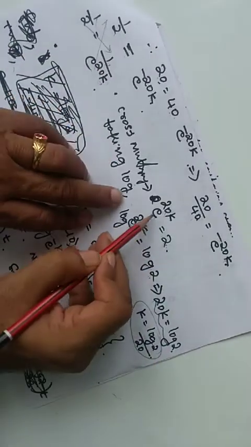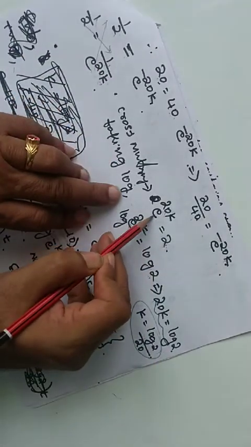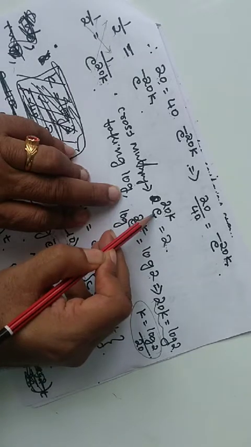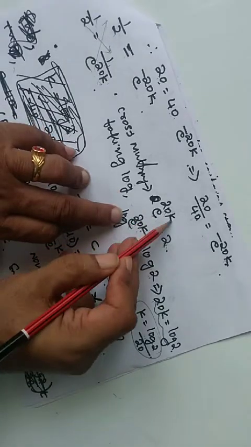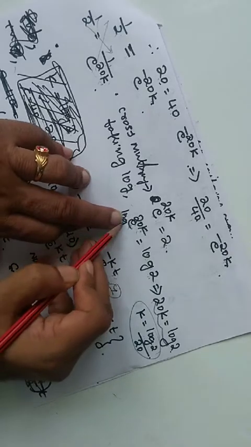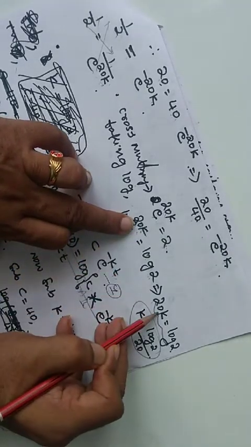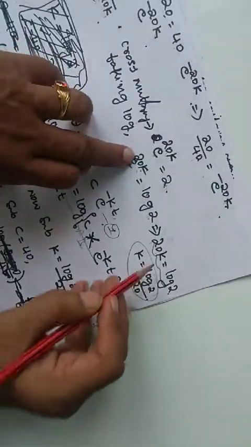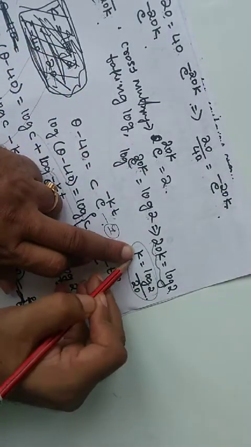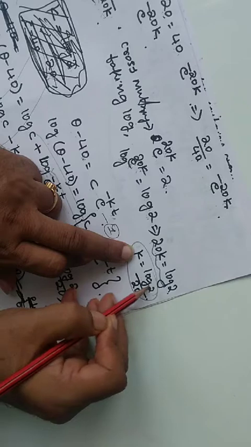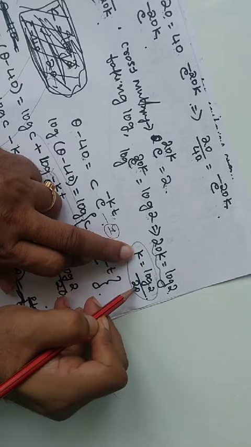Now I have to remove this e, means take log on both sides. So log e 20k is equal to log 2. This log e cancels. Then what remains? 20k, that is equal to log 2. So what is the value of k? k is equal to log 2 divided by 20.